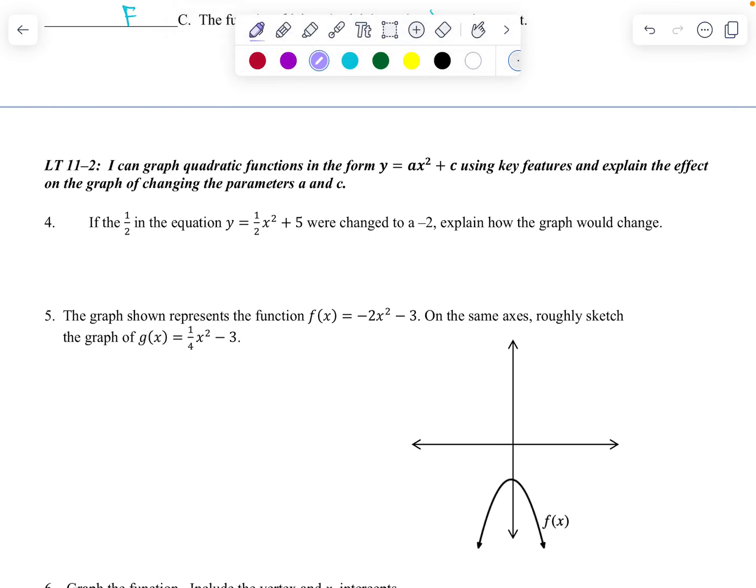Okay, I don't know if this video will take forever. I really hope not, but standard 11.2. All right, so standard 11.2 is all about taking this format of the equation and making changes to it and seeing how the graph responds.